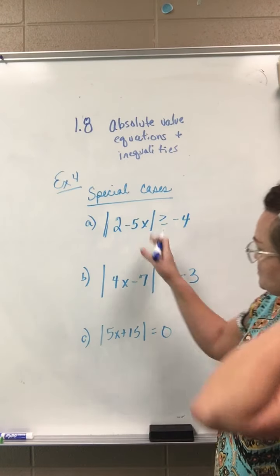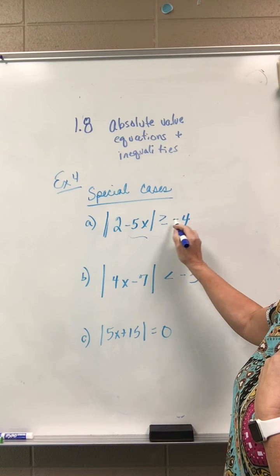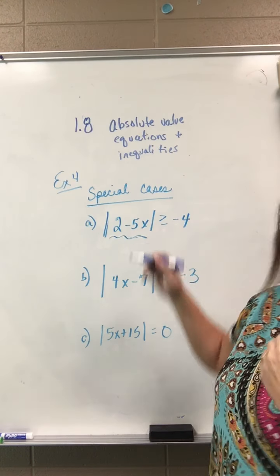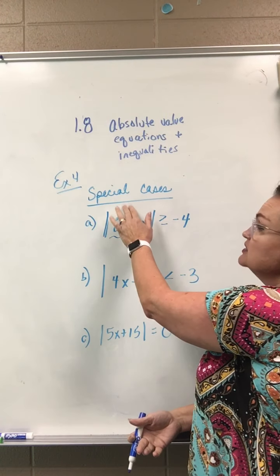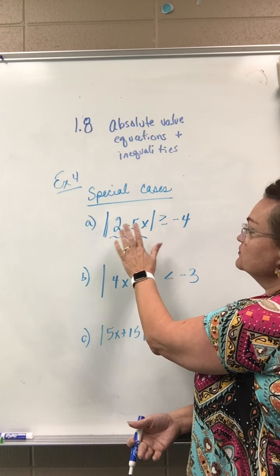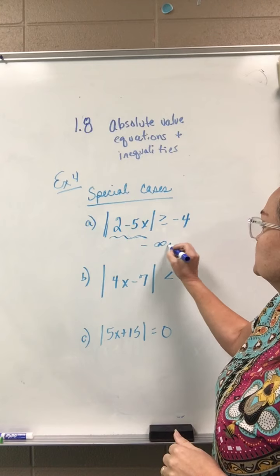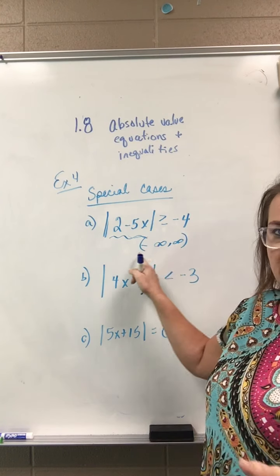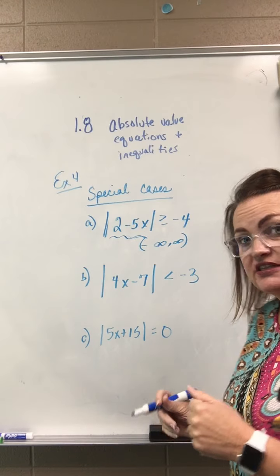But here's some other ones with the inequality. What about absolute value being greater than or equal to a negative? Wouldn't absolute value always be positive? This output's always going to be positive. So a positive number is always going to be greater than a negative number. So if you have an absolute value greater than a negative, that's always true, or for any real number from negative infinity to positive infinity. And you might try some numbers just to see this for yourself.